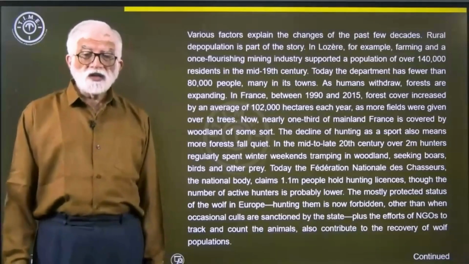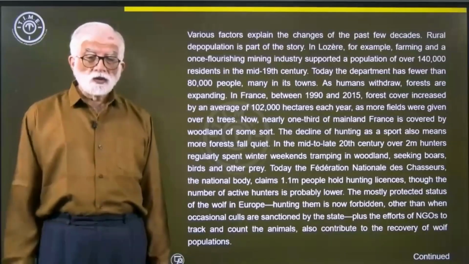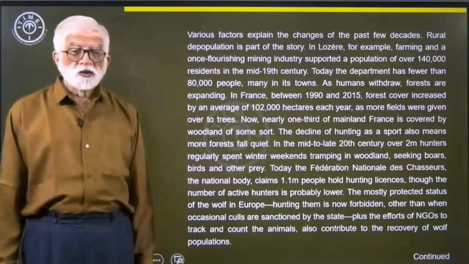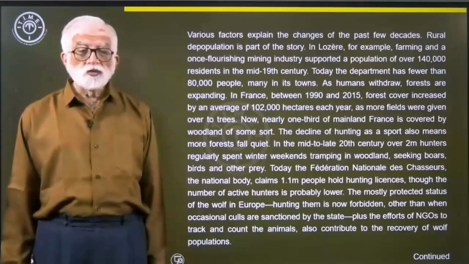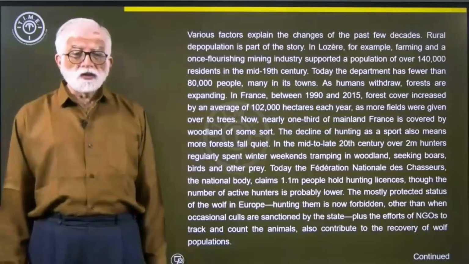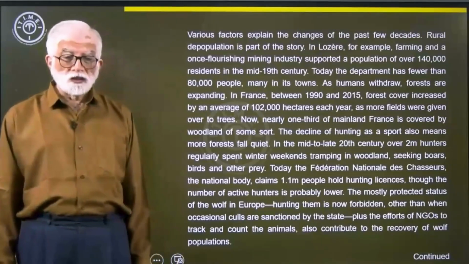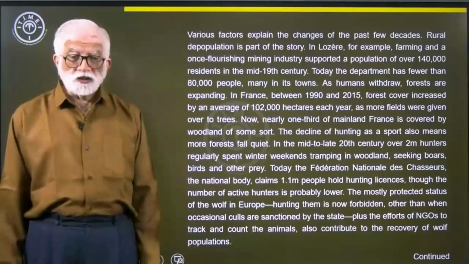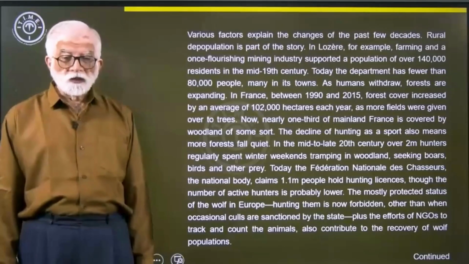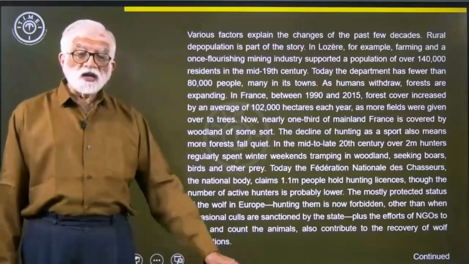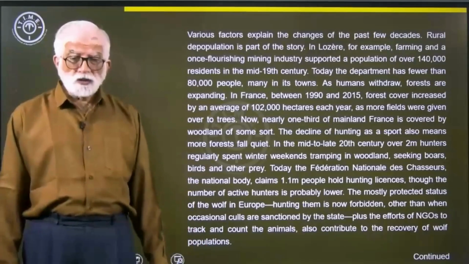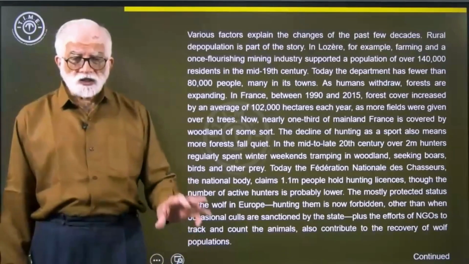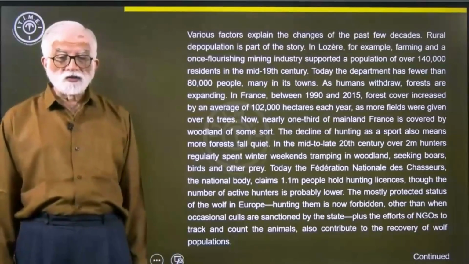The decline of hunting as a sport, also a good thing, also means more forests fall quiet, which means humans are not there in the forest too much. By quiet here we mean not too much human activity. In the mid to late 20th century, over 2 million hunters regularly spent winter weekends tramping in woodland, seeking boars, birds and other prey. That means the forest used to be very active with hunters, but now hunting has gone down as a sport. So the forests are quiet, at least when it comes to human activity and hunting activity.